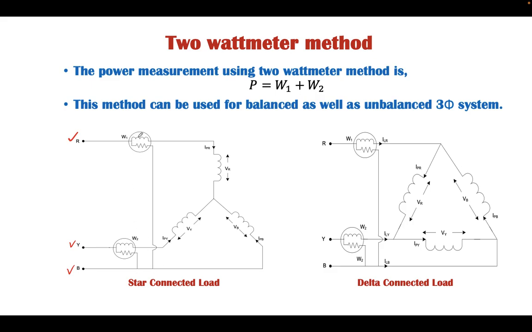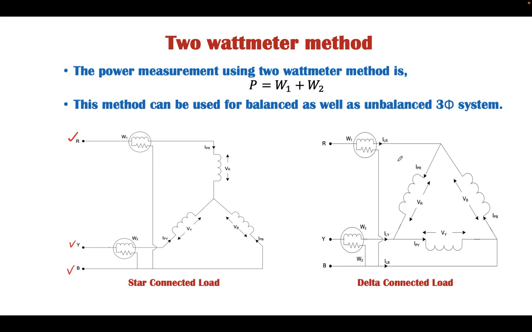In this case, the current coil is connected in series with the R phase, whereas the current coil for the second wattmeter is connected in Y phase, where the voltage coil of wattmeter W1 is connected between R and B phase, whereas the voltage coil of the second wattmeter is connected between Y and B phase, and hence the power measured by these two wattmeters depends upon the current of individual phases and the voltage of the common, third phase.